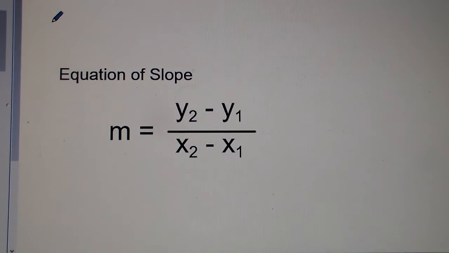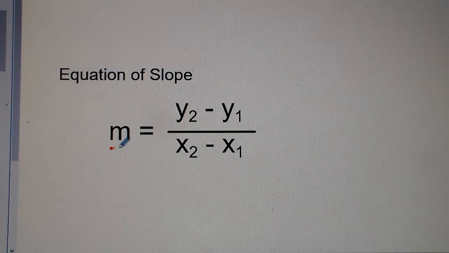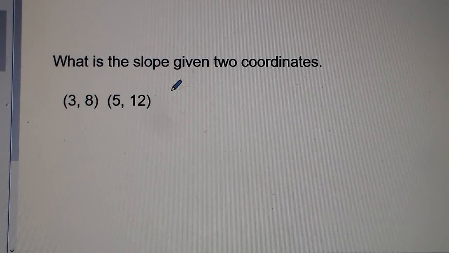Now, let's say we don't have a chart, and we have to find the slope between two coordinates, or simply slope between 2 points. We're going to use this formula here, equation for slope. Our slope, m, is equal to y2 minus y1 divided by x2 minus x1. Now we're going to use that formula right now.